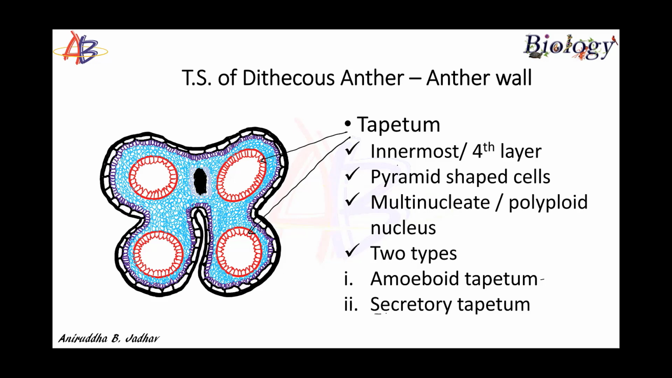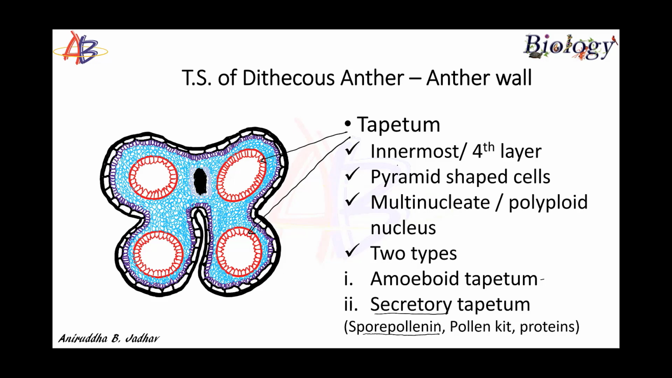The second type of tapetum is called glandular tapetum or secretory tapetum. As the name indicates, these cells are involved in secretion of a very special material called sporopollenin. This sporopollenin is a component of the exine layer or the outer layer of pollen grains, and it exhibits fixed type of ornamentation in various types of plant species.